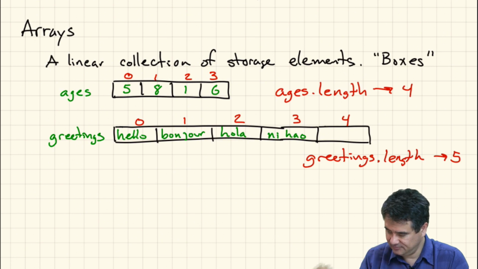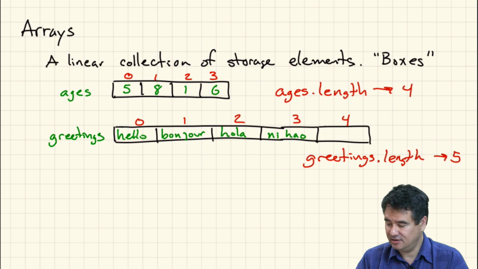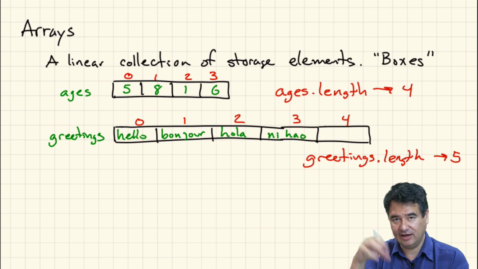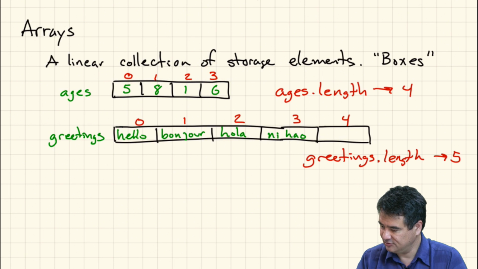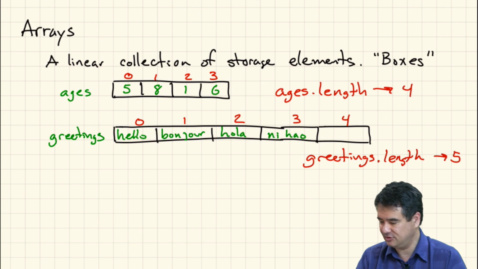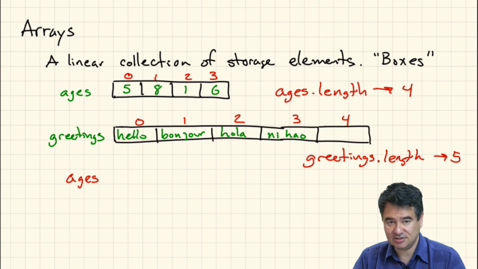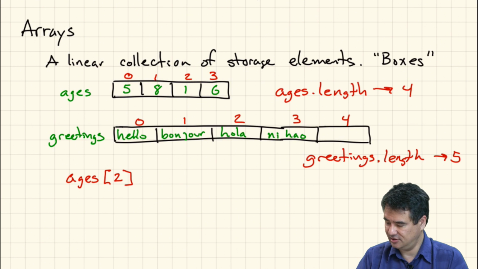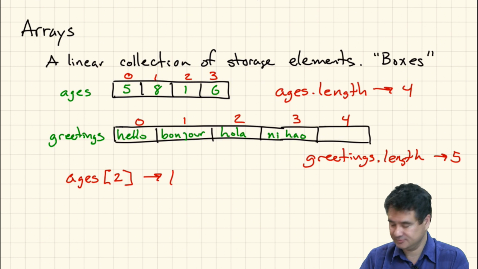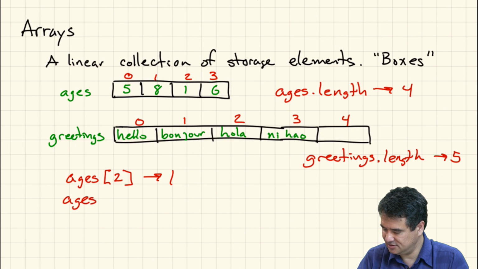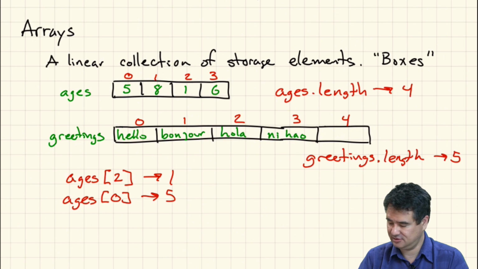The next thing you'd want to know is, how do I access each one of these elements of the array? So for example, if I want to access this number 1 sitting here, I need to know the box number, the element number, so that's going to be number 2. So what I write here is ages, and then I use the square brackets, and I put the box number in there. And so this is going to yield a 1. And if I say ages bracket 0, that's going to be a 5. Okay, makes sense so far.